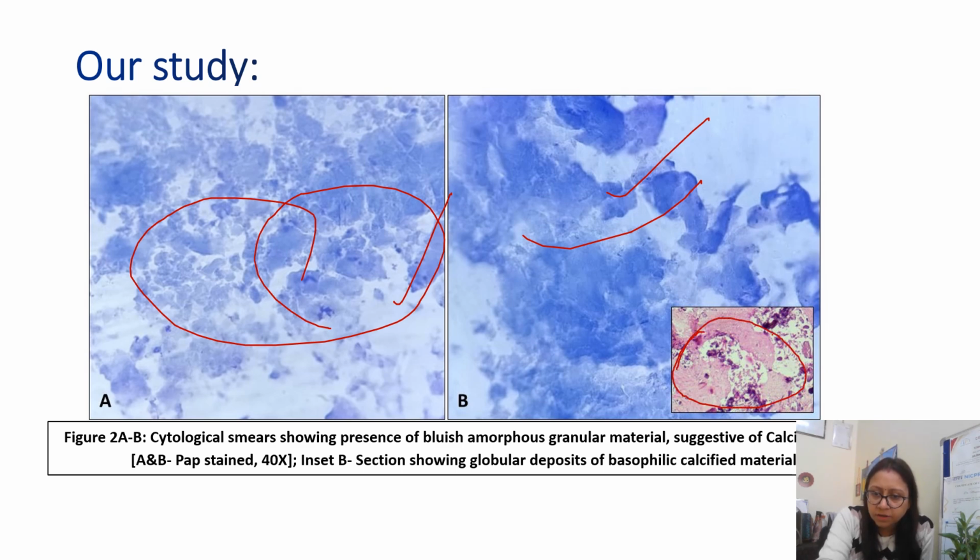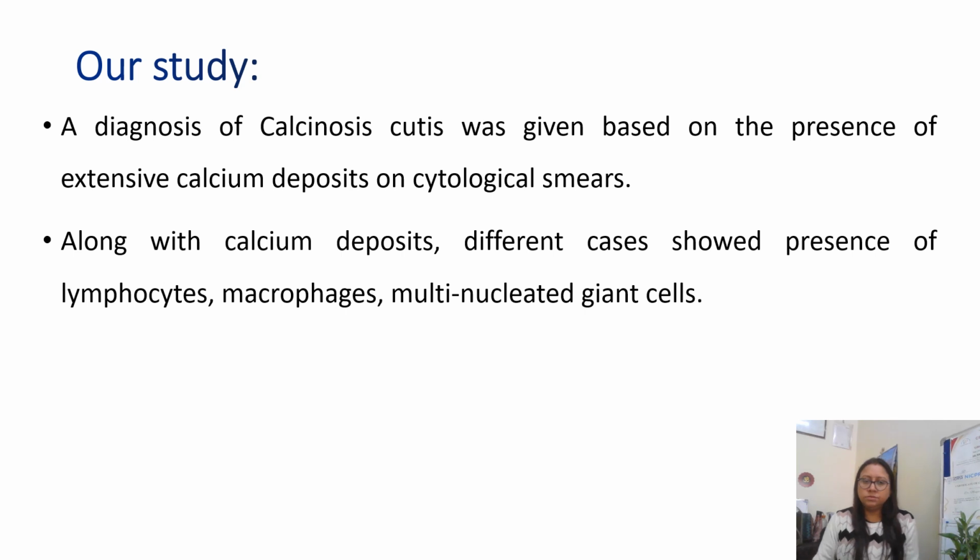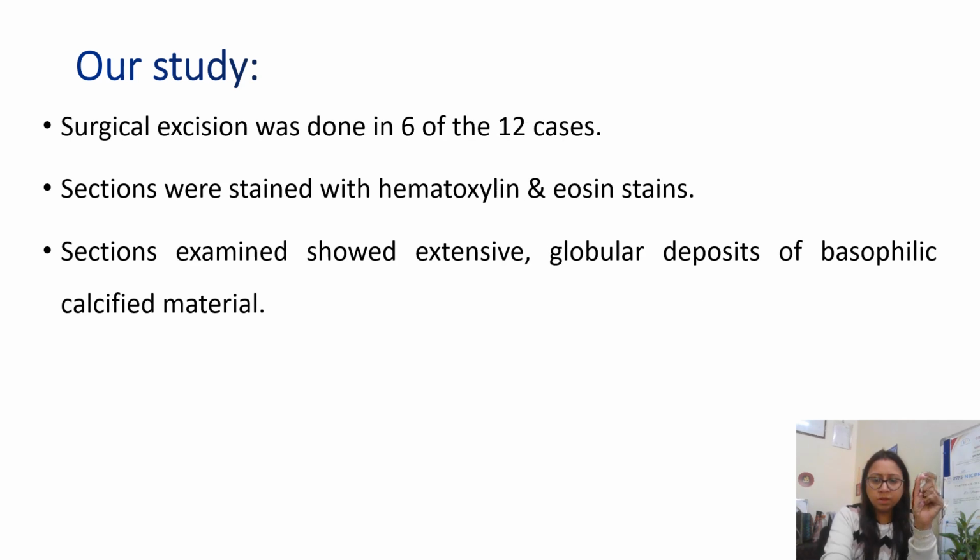So this is calcified. These are the marrow elements and this is bluish discolored. You see calcified material, all of it enclosed in the marrow space. So based on this extensive calcium deposit in all our cases, along with the calcium deposits, many cases showed presence of lymphocytes, macrophages, and multinucleated giant cells, as I mentioned earlier. Out of these 12 cases, in 6 cases we had a history of what management was done. So surgical excision was done in 6 of these 12 cases.